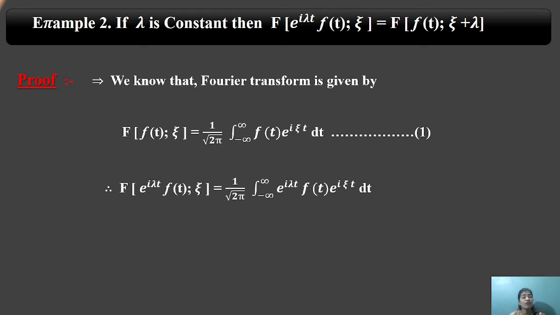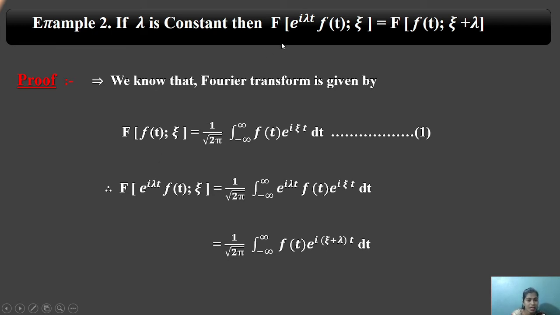We know that the Fourier transform is given by F of f(t) at xi equals 1 upon square root of 2 pi, integration from minus infinity to infinity of f(t) e to the power i xi t dt. This is the first equation. All of this will be contained.